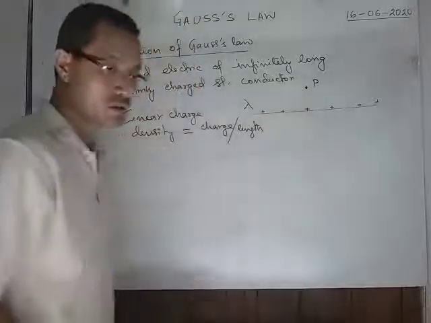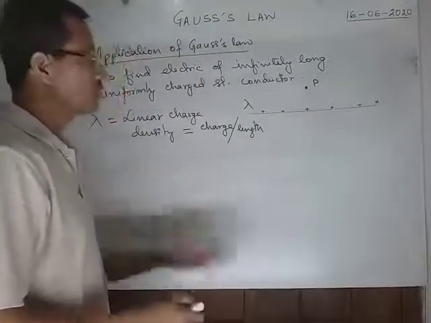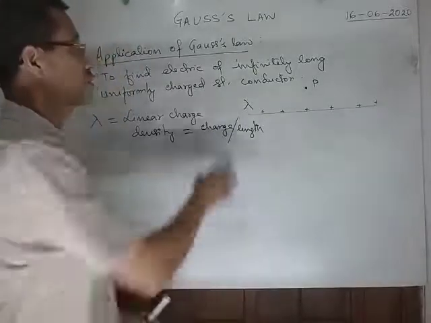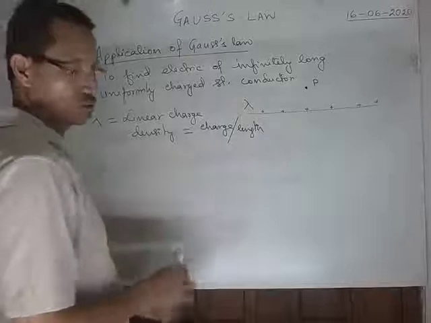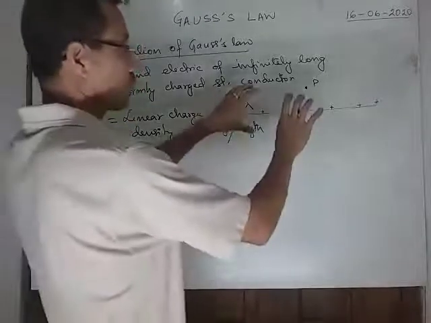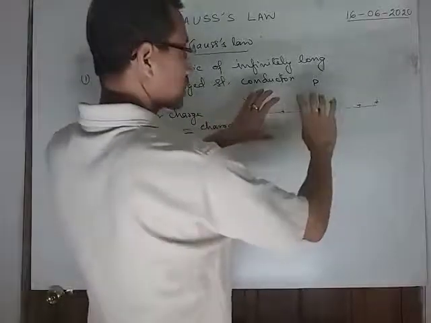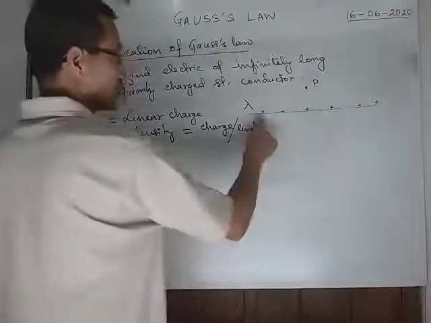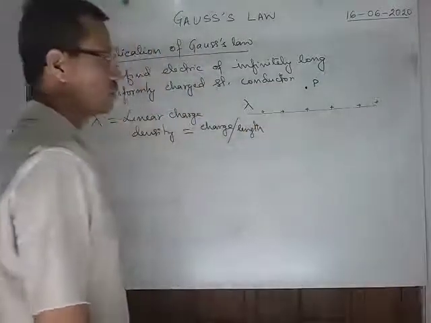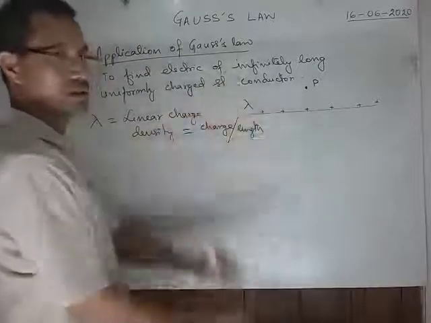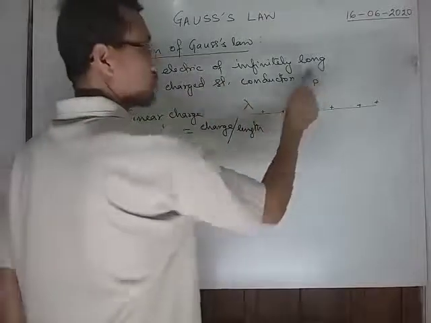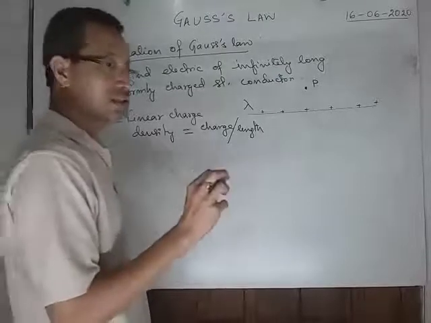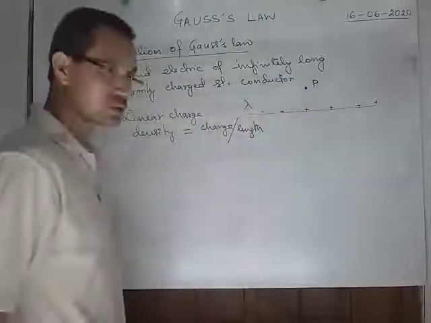Now we need to develop a Gaussian surface. What is this Gaussian surface? This Gaussian surface is an imaginary surface. In order to apply Gauss law, we need to enclose this charged conductor by an imaginary closed surface, where at every point of that surface the electric field remains constant. That surface we call the Gaussian surface.